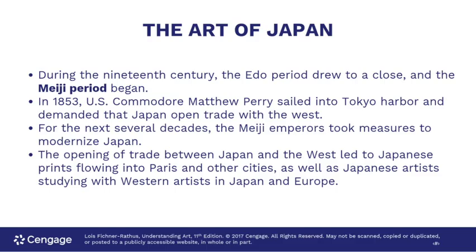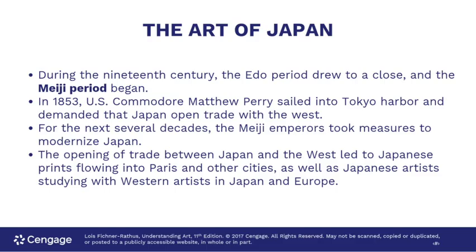Okay, now we're going to move to Japan. During the 19th century, the Edo period drew to a close and the Meiji period began. In 1853, U.S. Commodore Matthew Perry sailed into Tokyo Harbor and demanded that Japan open trade with the West. For the next several decades, the Meiji emperors took measures to modernize Japan. And the opening of trade between Japan and the West led to Japanese prints flowing into Paris and other cities, as well as Japanese artists studying with Western artists in Japan and Europe.